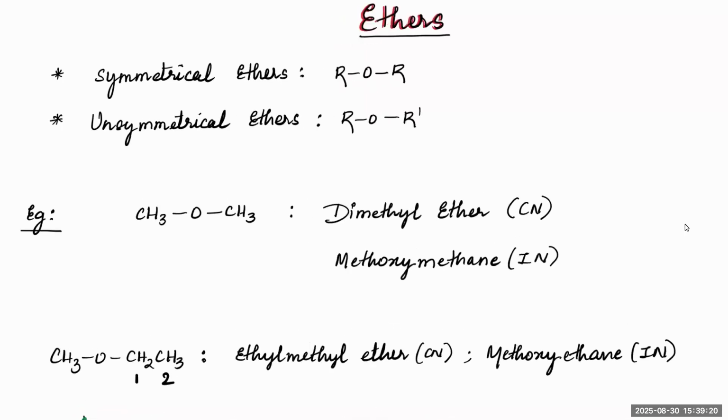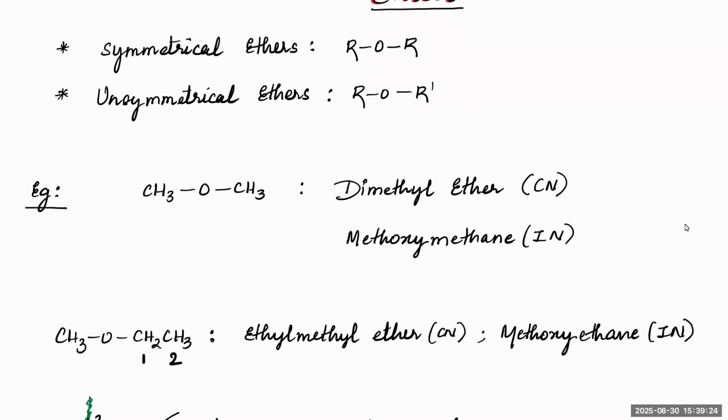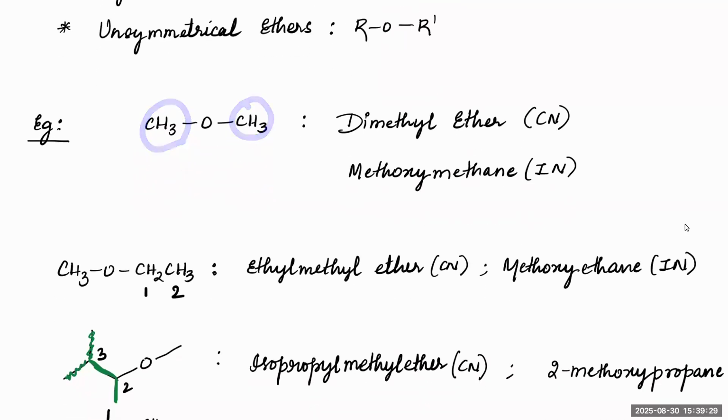See, ethers are of two kinds, symmetrical and unsymmetrical. If both sides the alkyl groups are same, we call it symmetrical. For example, this is a symmetrical ether. The name of that is dimethyl ether, which is a common name. Methoxymethane, which is an IUPAC name.